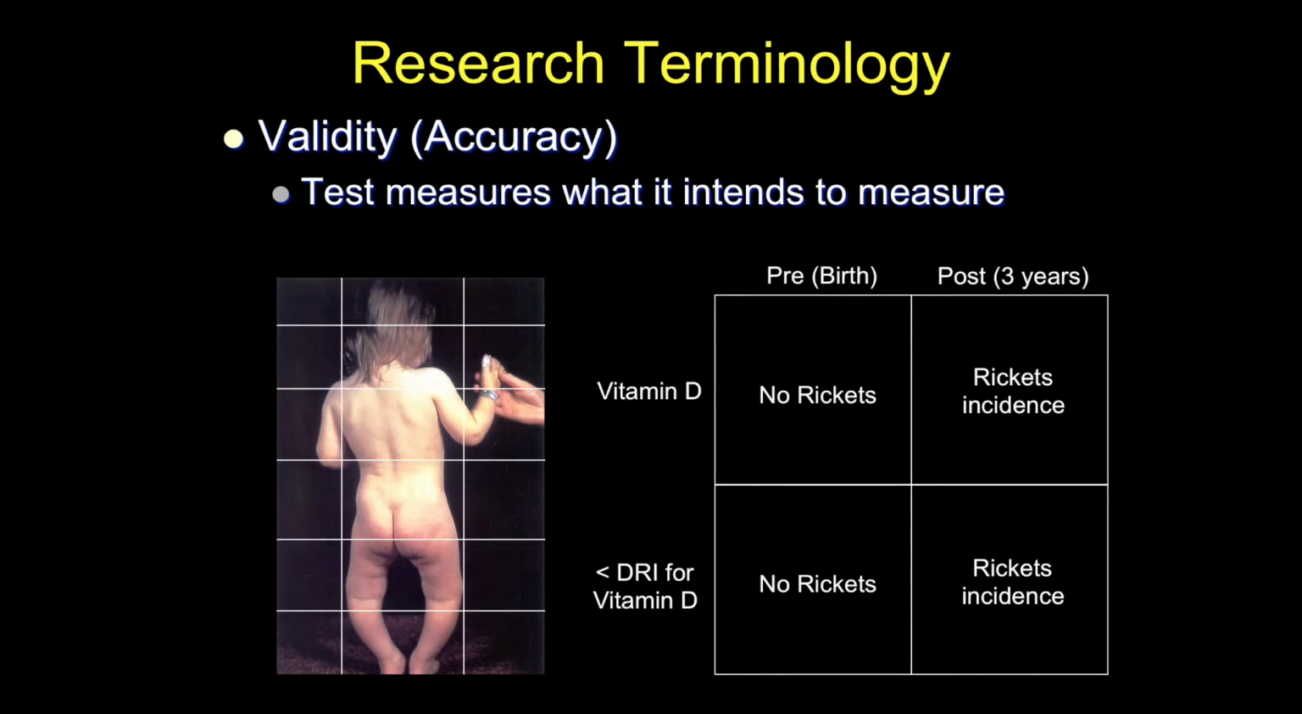Along those same lines, validity or accuracy. We want to make sure that the test that we're using to measure, and again in this example, rickets, is able to actually measure what we want it to measure. So the test measures what it intends to measure. If the tool that you're using isn't very accurate, in other words, it's got a large standard deviation and doesn't really measure what you're looking for, then your results aren't going to be all that great. So that's an important consideration when you're critiquing research articles as well.